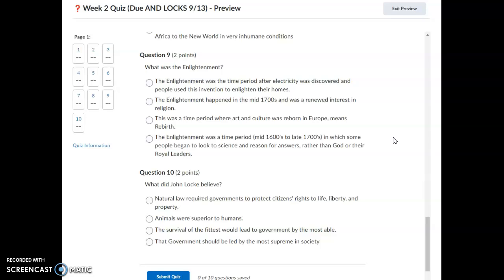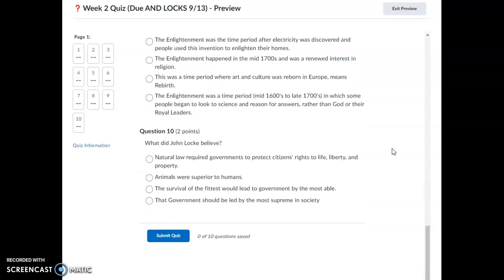Question 9, what was the Enlightenment? A, the Enlightenment was the time period after electricity was discovered and people used this invention to enlighten their homes. B, the Enlightenment happened in the mid-1700s and was a renewed interest in religion. C, this was a period where art and culture was reborn in Europe, and it means rebirth. D, the Enlightenment was a time period in the mid-1600s to late 1700s in which some people began to look to science and reason for answers rather than God or their royal leaders.